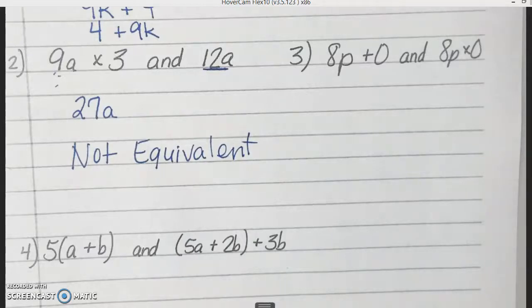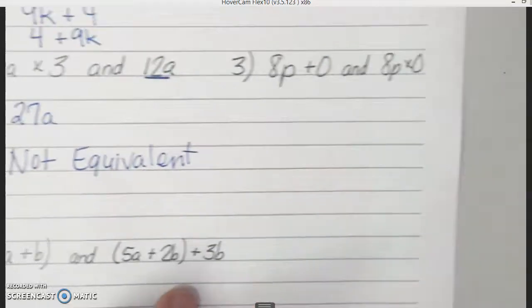I'm sorry, let me clarify. You can multiply any terms together. You can only add or subtract like terms. So if they're not alike, you cannot add or subtract them, but you can still multiply. That's part of the rules of math. You with me, Robbie? Yes. All right, look at number 3.